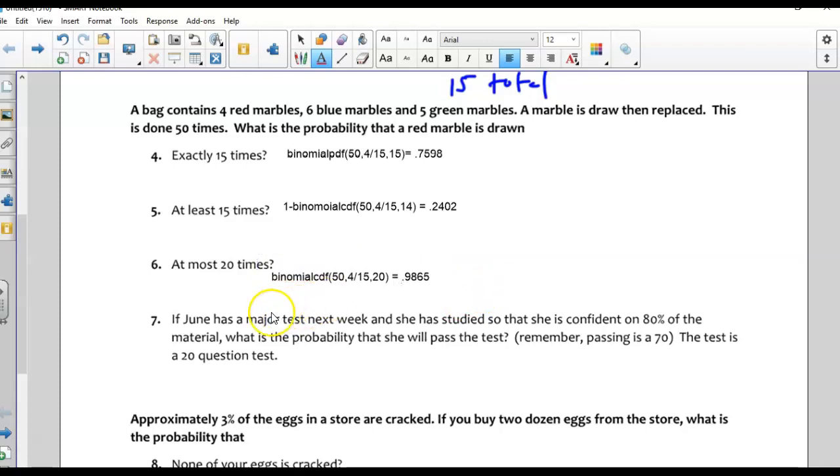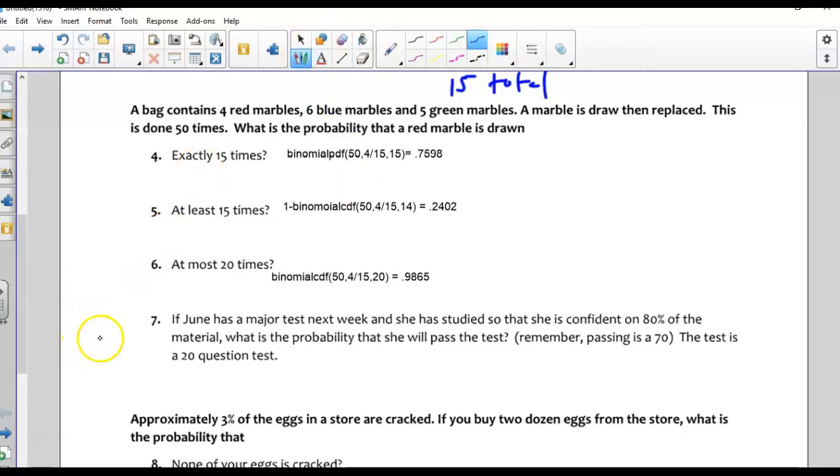Right here it says if June has a major test next week and she has studied so that she is confident on 80% of the material, what is the probability that she will pass the test? Remember, passing is 70%. All right, the test is a 20-question test. So I think what we're asking here is for 70%, right? So we first need to figure out what 70% is, because 70 is passing, right?